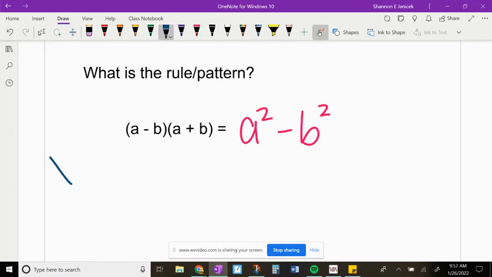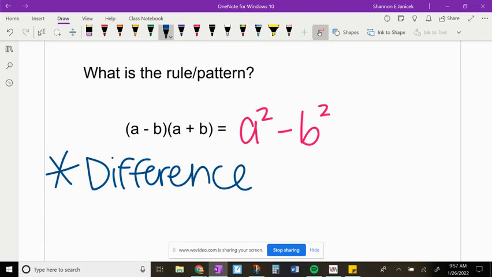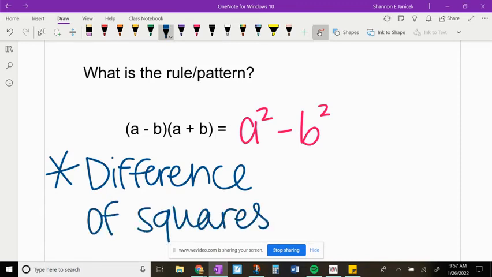This actually gets a special name. This is called a difference of squares problem. So a difference of squares problem means difference means subtract, right? Subtraction. And then squares means that we're doing a squared and b squared. So a difference of squares problem gets a special name. It's even more special than all the other ones, which is kind of nice. So when we go forwards and backwards, we're going to call these ones difference of squares.